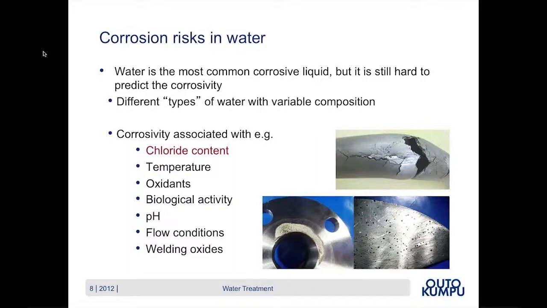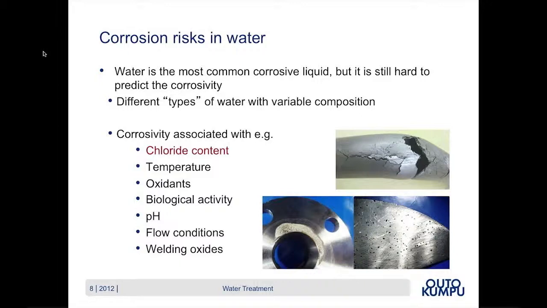So for example, the corrosivity will be determined by factors such as chloride content, temperature, presence of oxidants, any biological activity, the pH value, and the actual flow conditions, as well as potentially the presence of any welding oxides left over from the manufacturing and production processes. I'd just like to focus for a moment on the first of these, chloride content.